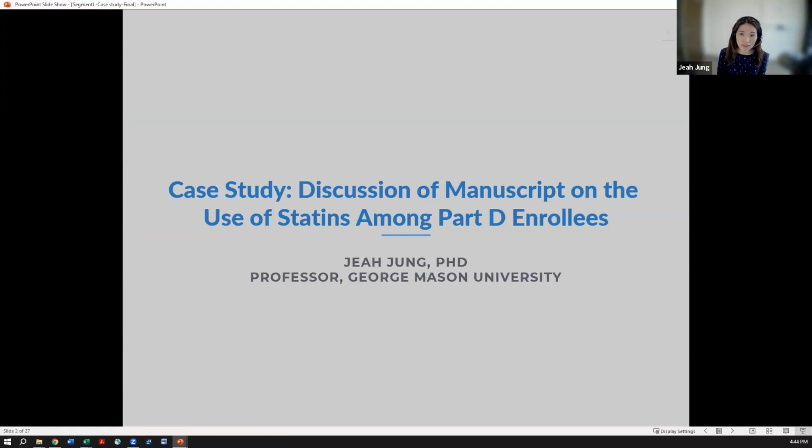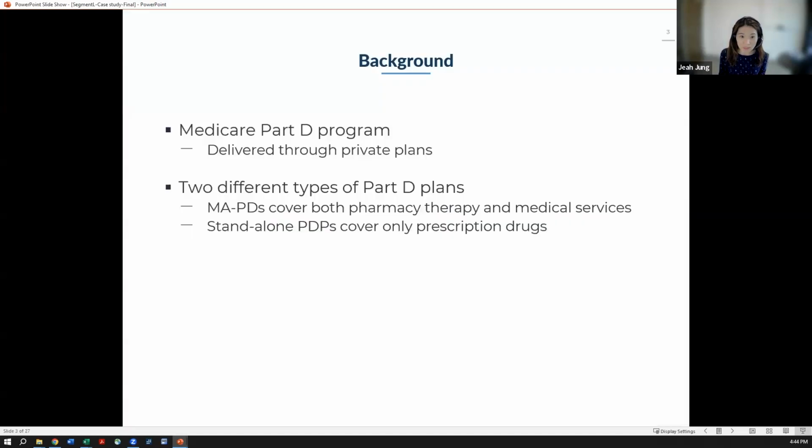The idea of this case study came about 13 years ago when the Part D data first came out. Okay, let's learn about Part D data. The best way to learn about data is to use data. So we didn't bother to even think about Part A and B data, purely using PDE records. What kind of study can we do? That's the study we did here: use of statins among Part D enrollees.